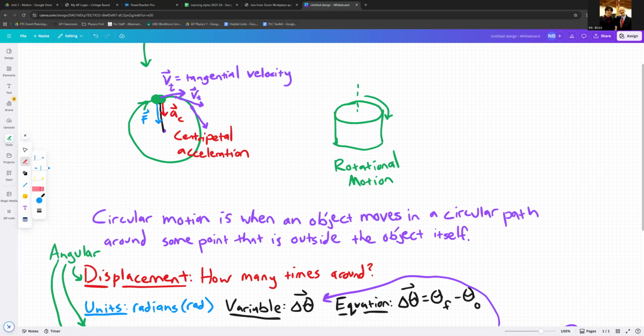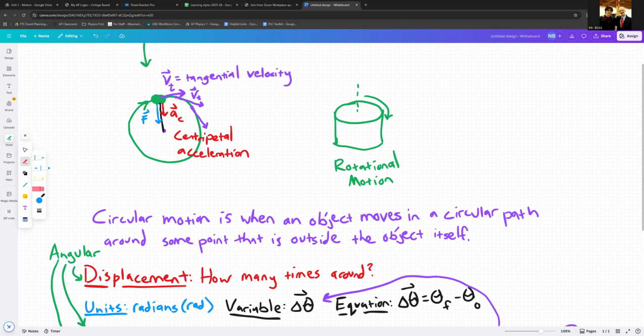Sure, you could have a string and swing an object in a circle on a string, but you could also have a planet orbiting a sun in a circular orbit, although that's not very common. We don't really see that. Usually they're elliptical orbits. But anyway, satellites could have a more or less circular orbit around the Earth.